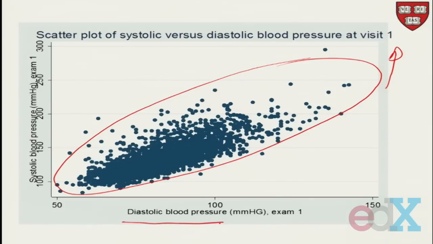So what this says to us is that a high diastolic blood pressure goes hand in hand typically with a high systolic blood pressure. So this is called a scatter plot. And you're going to see scatter plots over and over and over again because they are very useful.